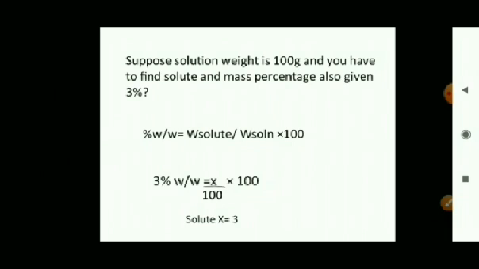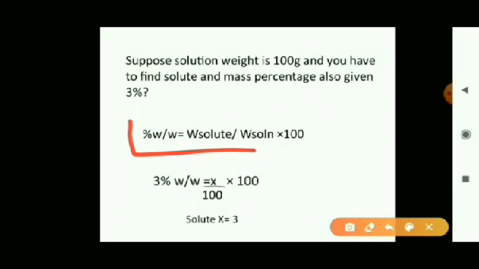As you know, to find the mass percentage we have the formula, that is percentage weight by weight is equal to weight of the solute divided by total mass of the solution, into 100, isn't it? So here the mass percentage of the solution is already given, that is 3% weight by weight, right?